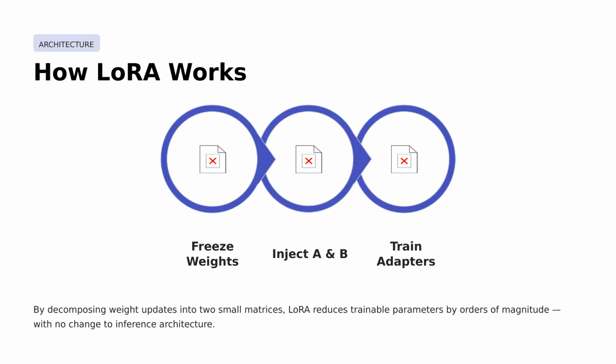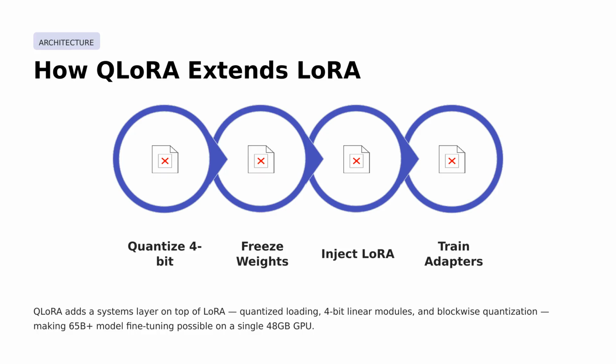This slide shows the core idea behind LoRA. Instead of retraining the full model, we freeze the original weights and train small adapter matrices, usually called A and B. These low-rank updates are injected into the existing layers to capture the needed changes. Because only the adapters are trained, the number of trainable parameters drops dramatically, while the inference architecture stays exactly the same. Here's the architecture at a glance.